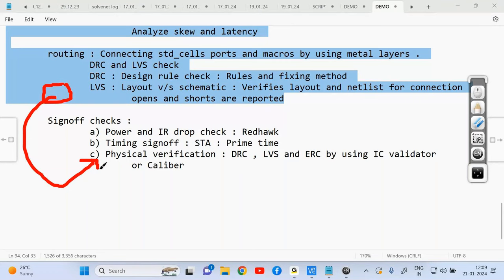The STA engineer again is a separate team. The physical design engineer is separate. The STA engineer, from the industry point, I'm telling, is a separate engineer. The physical verification engineer is separate. The Redhawk and IR drop engineer is separate. But it all comes under the back end flow. After synthesis, that would be talking about STA. That task would be done by the STA engineer or after that.